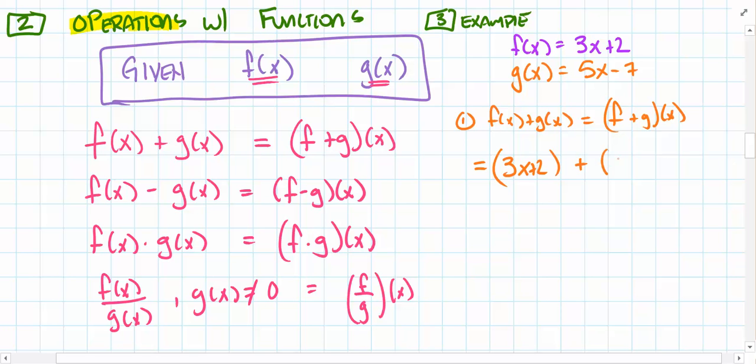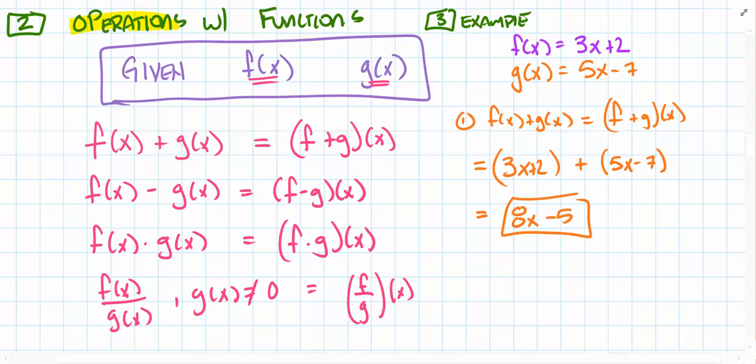5x minus 7, right? Because that's what that is. I'm just adding the two together, right? So when I'm all said and done, what do I have here? Well, 3x and 5x, that's 8x, right? And then 2 minus 7, how much is that? Negative 5.